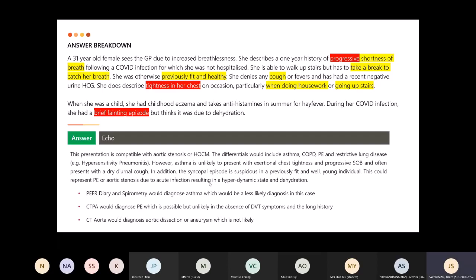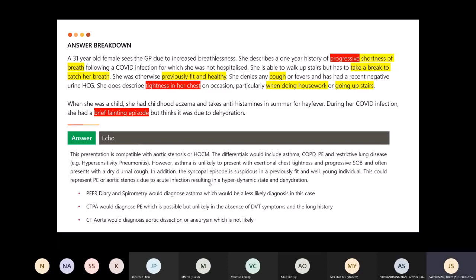So you would think about asthma, COPD, PE, restrictive lung diseases. However, asthma doesn't really present with exertional chest tightness and progressive shortness of breath and diurnal variation, as we said. So the peak flow and the spirometry would diagnose asthma, but probably less likely in this case.